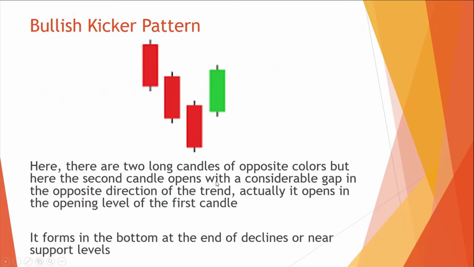The bullish kicker pattern. Here there are two long candles of opposite colors, but the second candle opens with a considerable gap in the opposite direction of the trend. Actually it opens at the opening level of the first candle. So this one was the opening level of the first candle and the close here, and this one actually opens here going upwards. It forms at the bottom, at the end of the decline or near support levels.